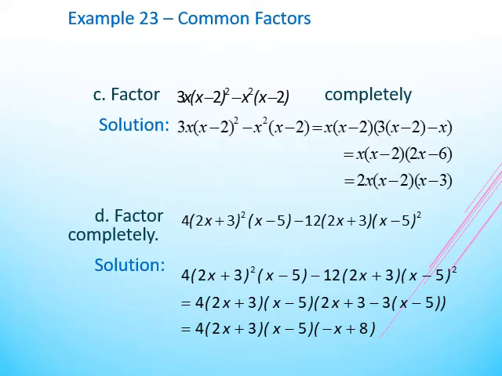Let's move to number c. The requirement is to factor 3x times (x minus 2) all squared minus x squared times (x minus 2). The solution: we will have two terms, and we will take from each term the smallest number and the smallest power. Here, we can't take a number because it's 3 and 1. In the first term, x, 3x, and x squared, we will take the smallest one, which is x. Then (x minus 2) squared and (x minus 2), so we will take x minus 2. So our common factor is x times (x minus 2).